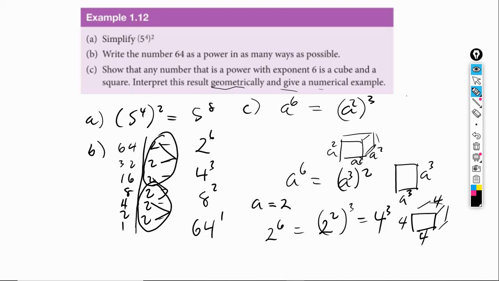And then likewise, if we have 2 to the 6, we could rewrite that as 2 to the 3 squared, which is the same as 8 squared. So that would mean that we would have a square that has side lengths that measure 8.